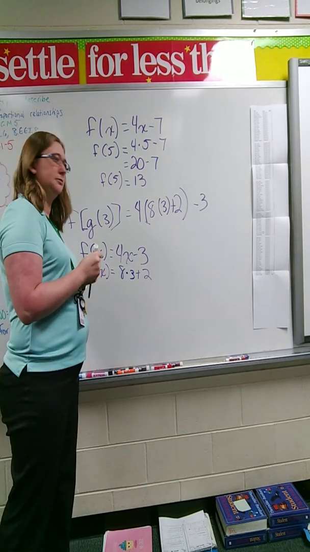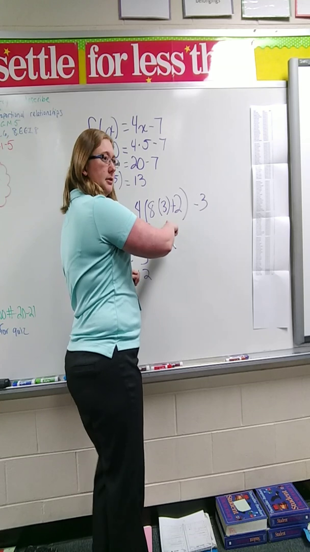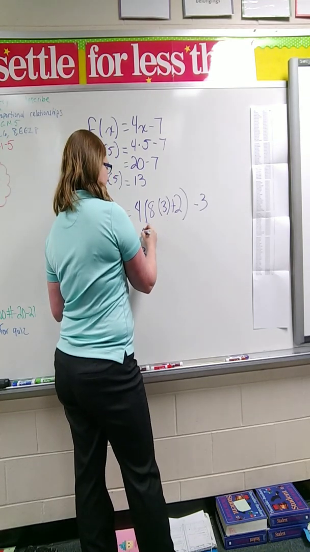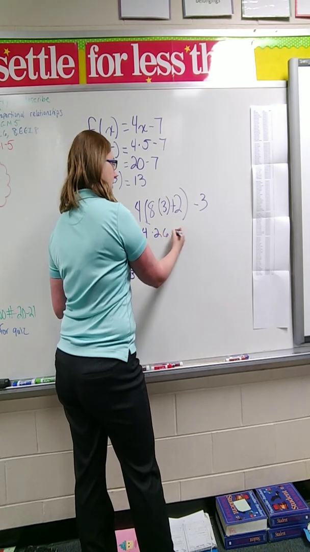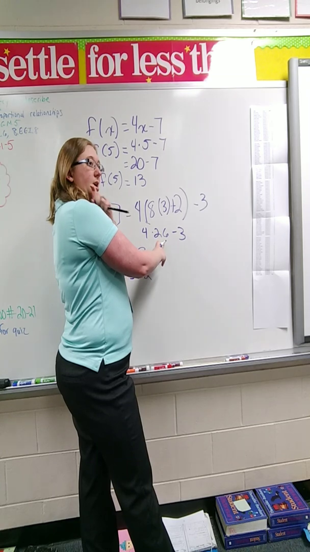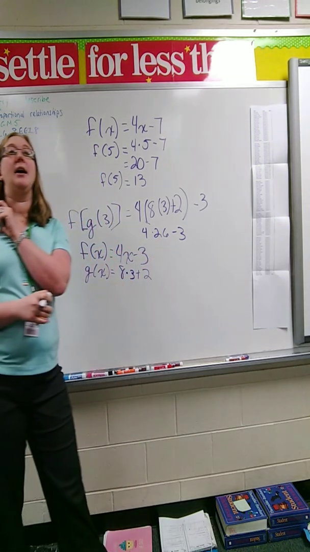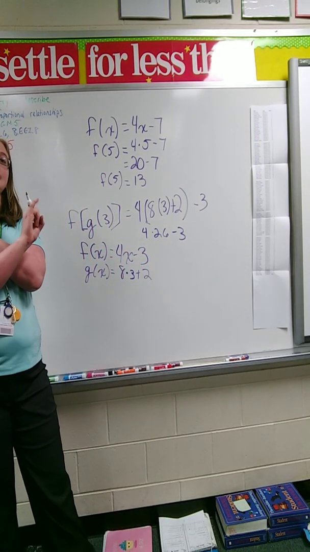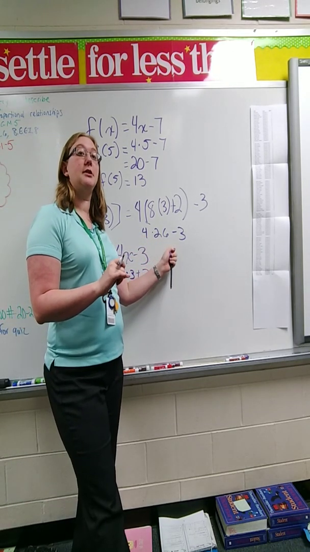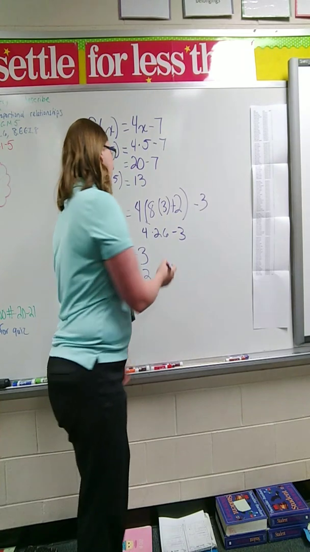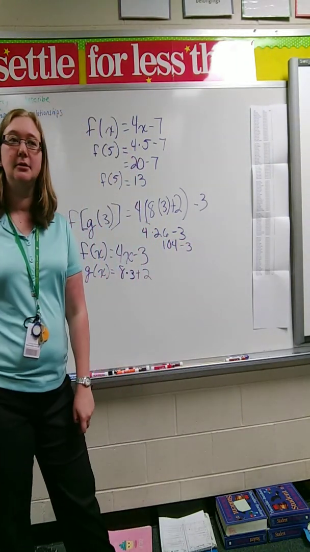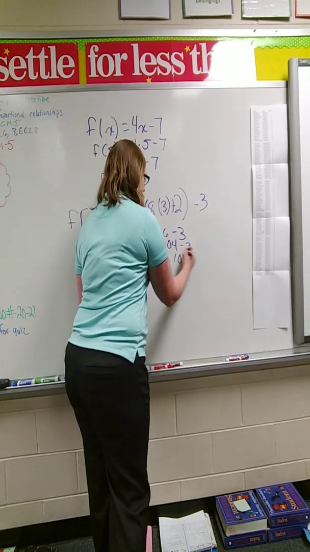Okay, so what's 8 times 3? 24. Plus 2 is? 26. Okay, then 4 times 26, minus 3. What's 4 times 26? What's 4 times 25? 100. Okay, then we have 4 times 1, which is 4. So put them together. 104. Minus 3, which is 101.